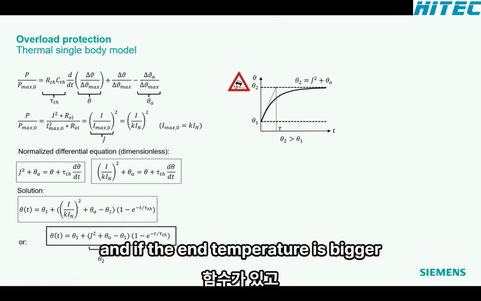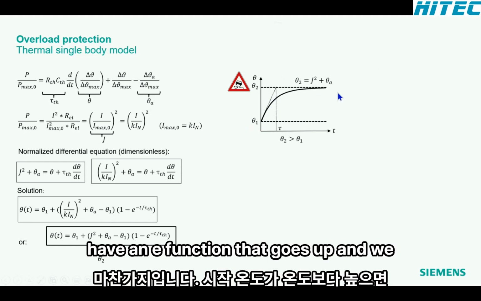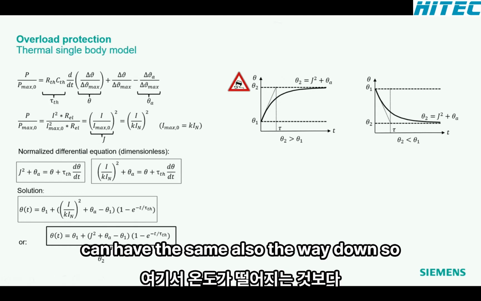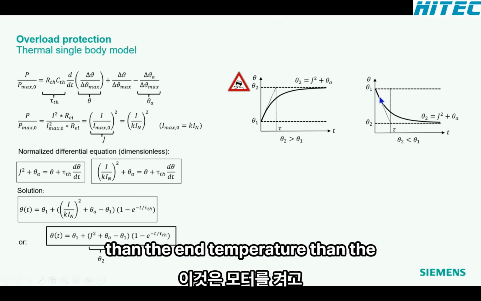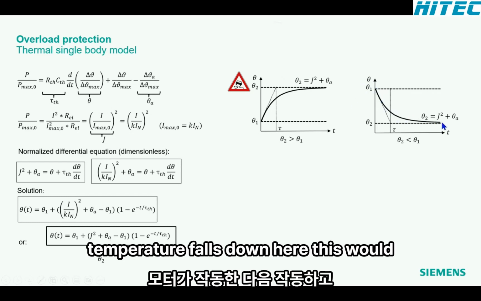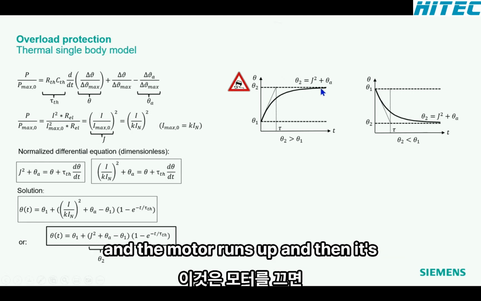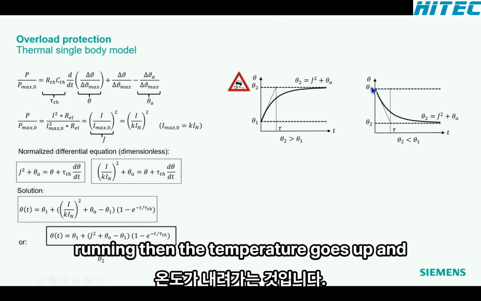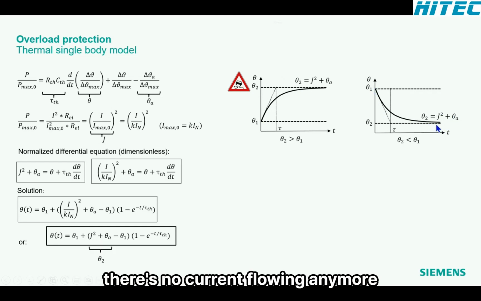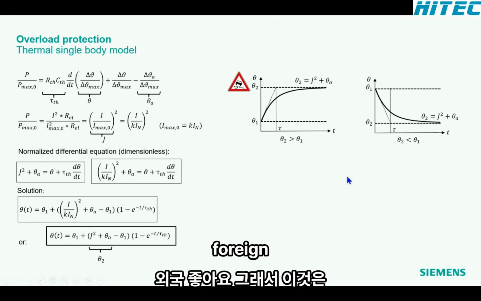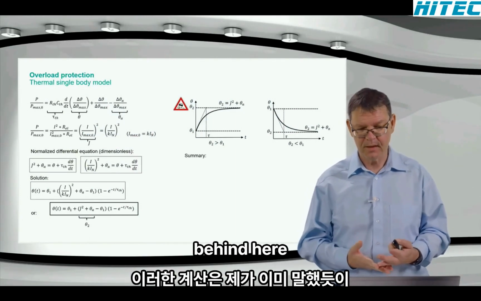And if the end temperature is bigger than the starting temperature, then I have an E function that goes up, and we can have the same also the way down. So if the starting temperature is higher than the end temperature, then the temperature falls down here. This would be the case when you switch on the motor and the motor runs up, and then it's running and the temperature goes up. And this is when you switch off the motor, then the temperature goes down because there's no current flowing anymore. Okay, so, and this is basically what is behind here.